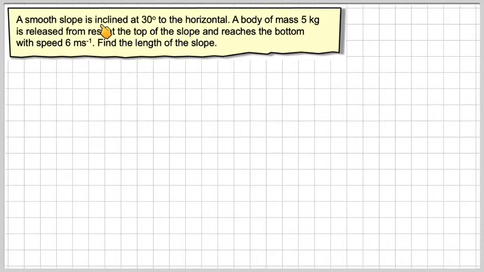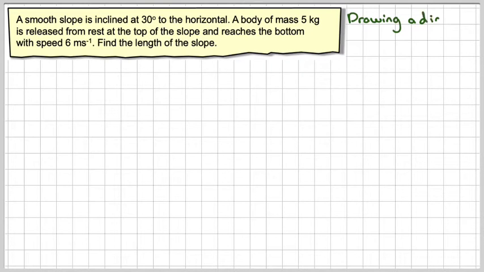A smooth slope is inclined at 30 degrees to the horizontal. A body of mass 5 kilograms is released from rest at the top of the slope and reaches the bottom of the slope with a speed of 6 meters per second. Find the length of the slope.